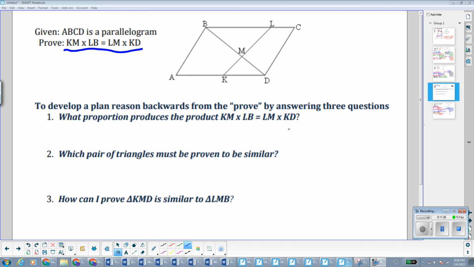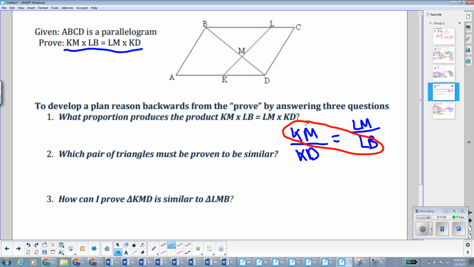If you said KM over KD is equal to LM over LB, you would be correct. And just to double check ourselves, we can take our proportion and cross multiply. I do get KM times LB is equal to LM times KD, which is exactly the product that we need to prove.